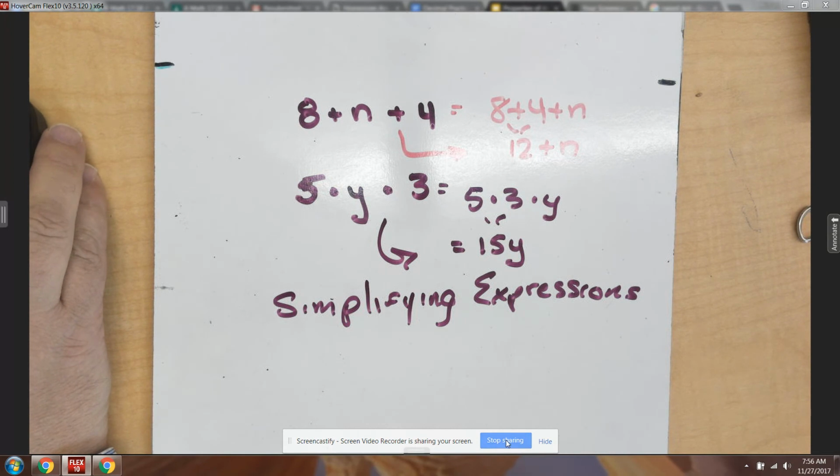So review: commutative property of multiplication and addition. Changing the order of addends or factors will not change the value of the sum or the product.